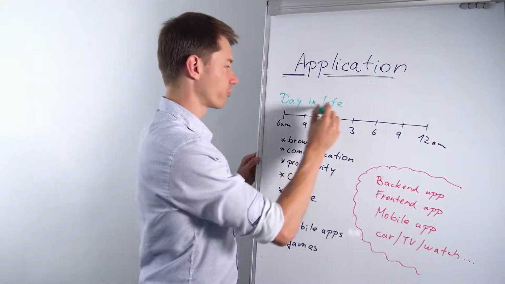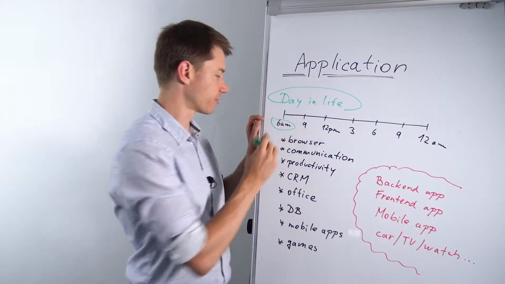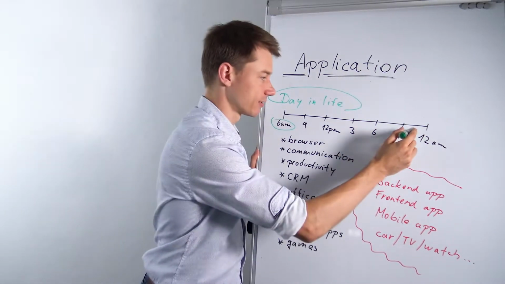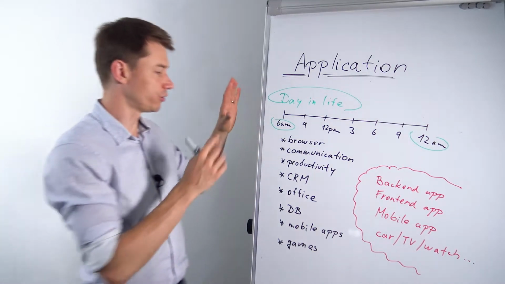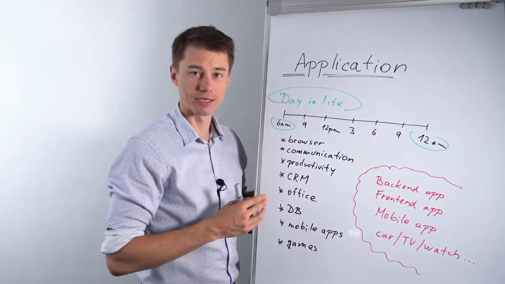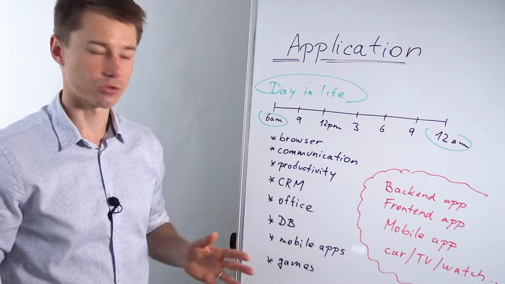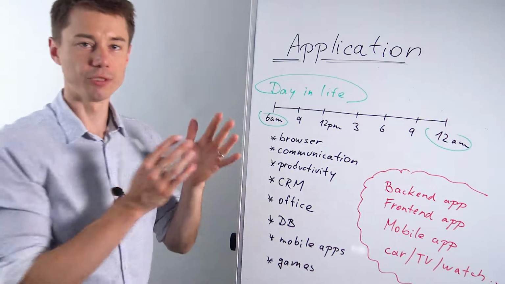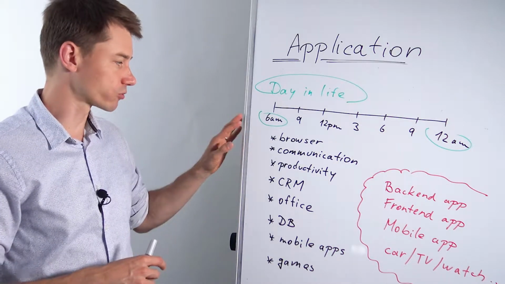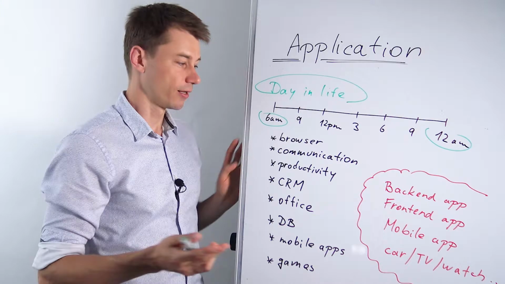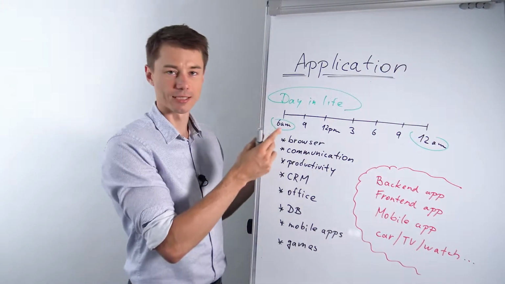So let's look at your usual day in life. Say you wake up at 6 a.m., for example, and you go to sleep at 9 p.m. or at midnight, some of you maybe. So you use lots of applications during a usual day. For example, a browser. Like, who doesn't use a browser, right? It could be on your laptop, it could be on your phone, you may use Chrome or Safari or Opera or whatever browser, maybe even Internet Explorer, hello. Well, anyway, a browser is an application.